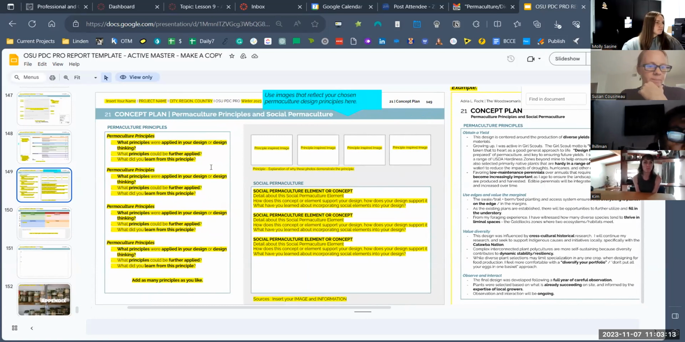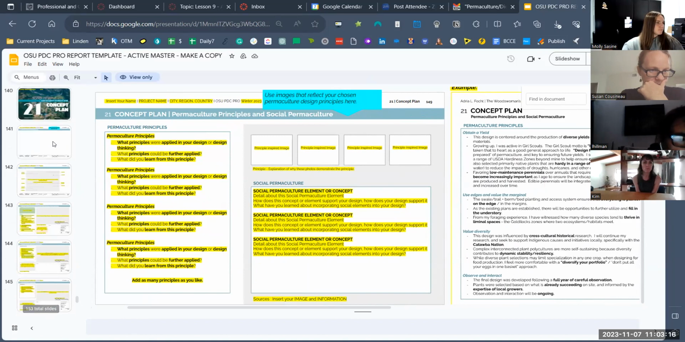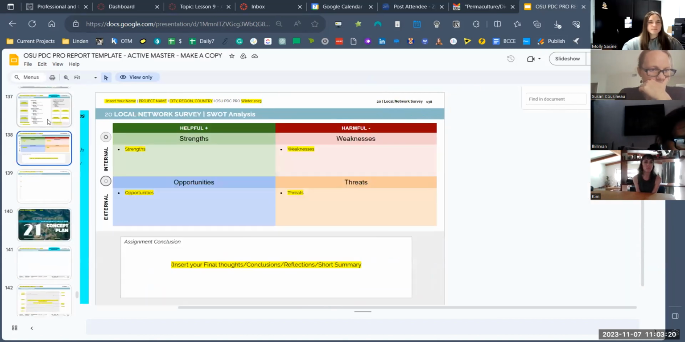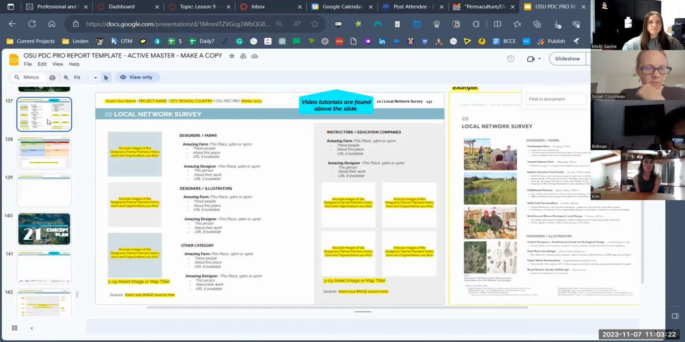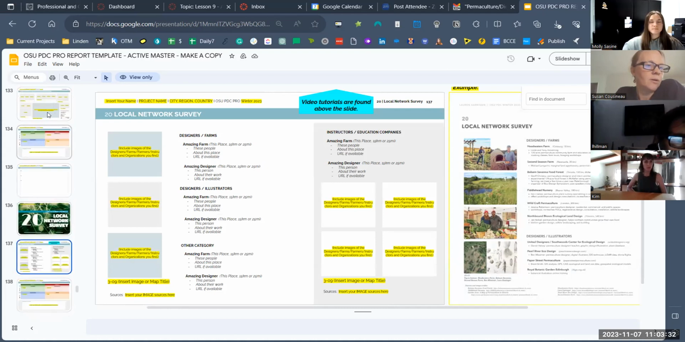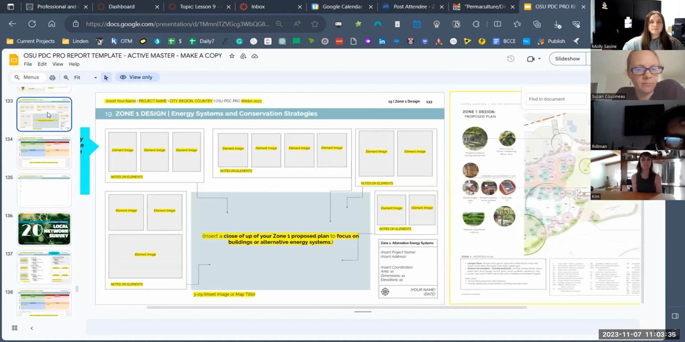It's about composting and... no, not that one. That doesn't look like it. Local networks? No. Here, that's it: energy systems and conservation strategies.